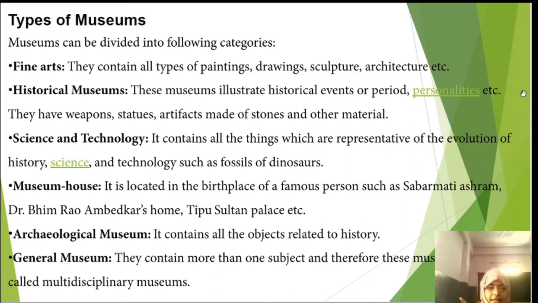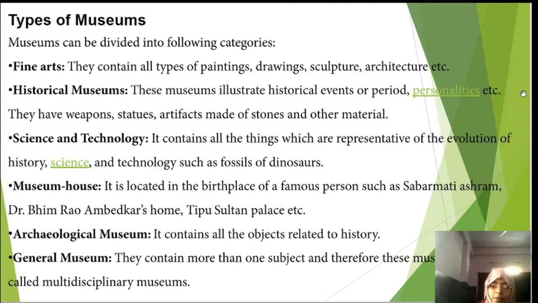I'll give you an example, Birla Science Museum. You have it in Lakdi Ka Pul. You can see various organisms, like animals, placed there, and various space technologies have been placed there. Then museum house. It is located in the birthplace of famous persons such as Sabarmati Ashram. A museum house is nothing but a place where a famous person's house, his birthplace, is called a museum house.